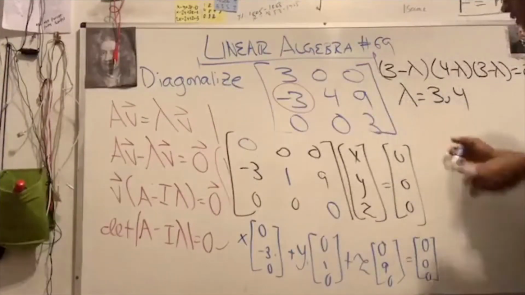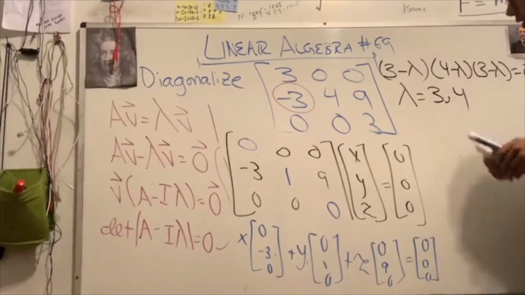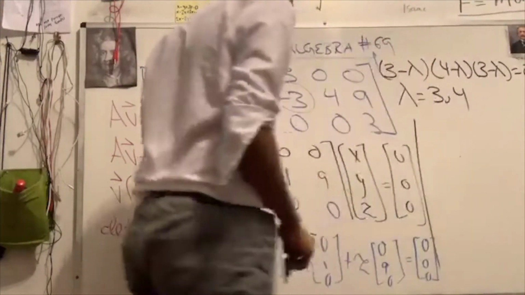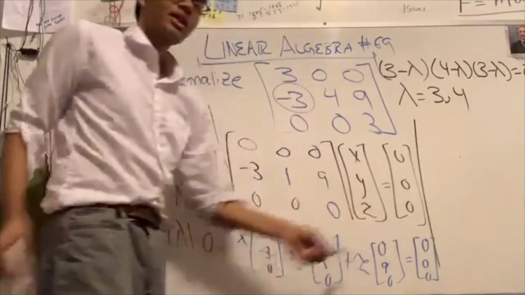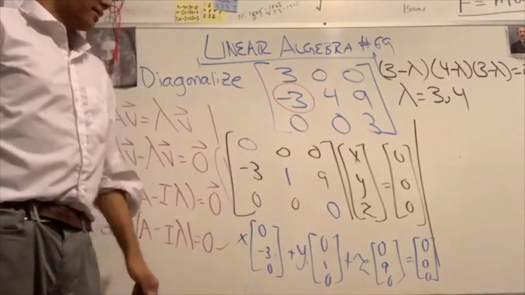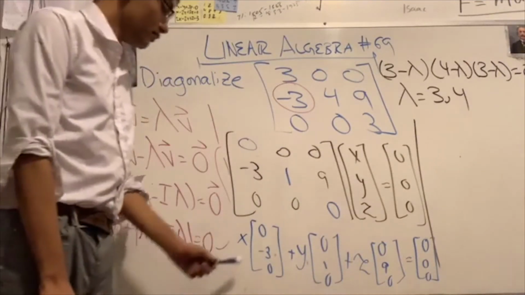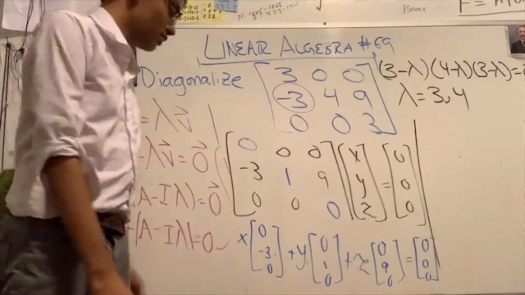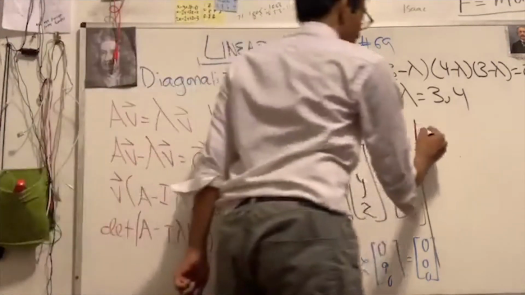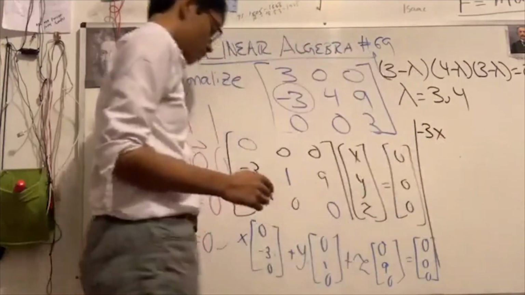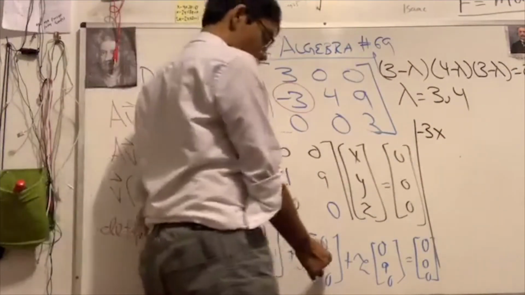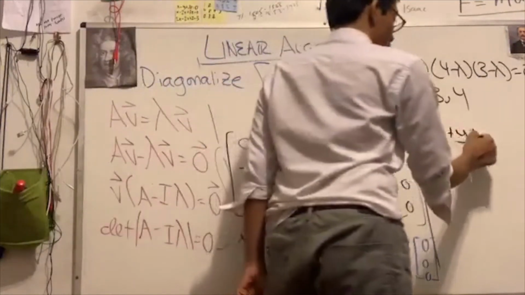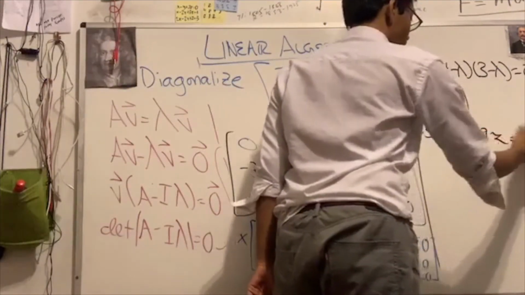So Alex, take a look over here. I just multiplied these matrices in the hope of finding the eigenvectors. So let's multiply these out. What do I get? I get 0 for the first row. Okay, that's easy. Then minus 3x plus y plus 9z equals 0. Okay, now we just have to solve for it.